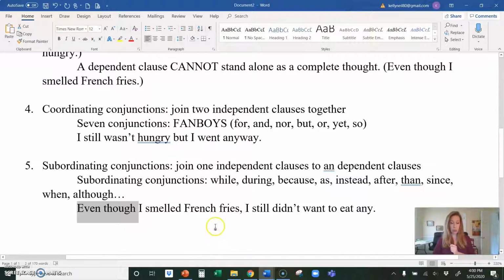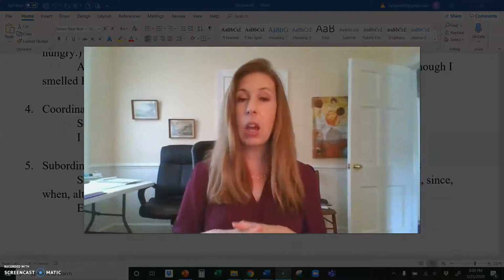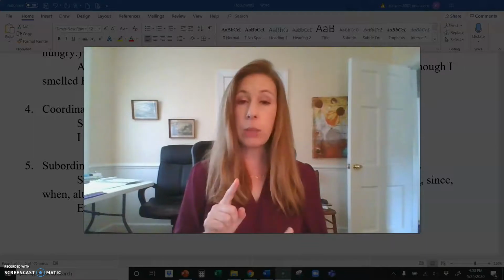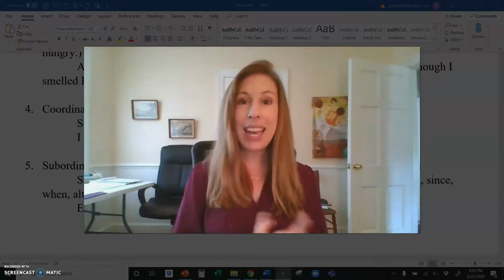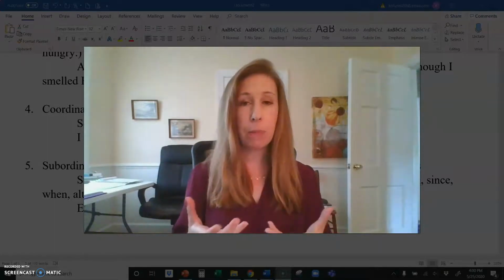Okay, so these are some of the grammar basics that we focused on today. We reviewed the difference between a subject, a verb, and an object. We talked about the difference between phrases and clauses. We talked about the difference between independent and dependent clauses. And we talked about coordinating and subordinating conjunctions and how those help us join clauses together.